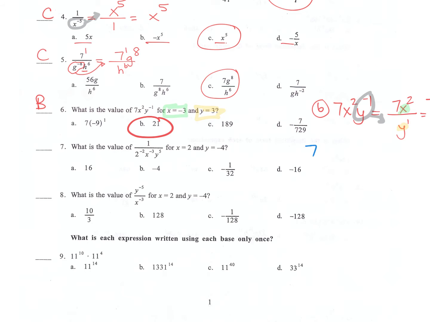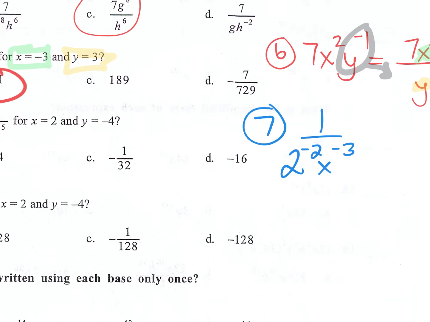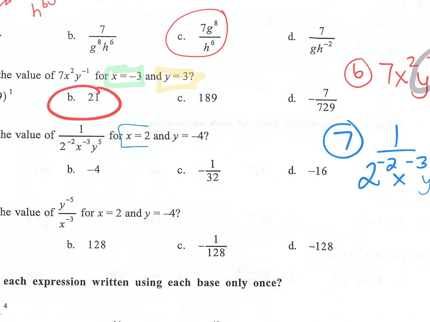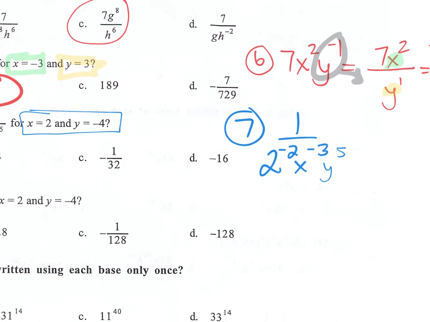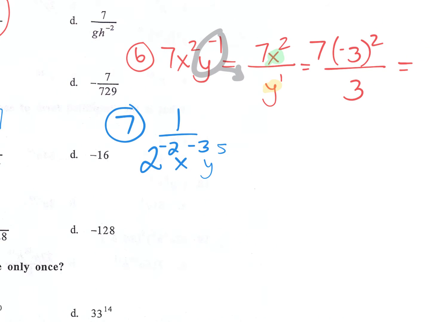Let me switch colors so you can see the difference. We've got 1 all over 2 to the negative 2, x to the negative 3, and then y to the power of 5. Now again, they are giving me numbers to plug in, but I'm going to wait and do that. First, I'm going to rewrite this without any negative exponents.